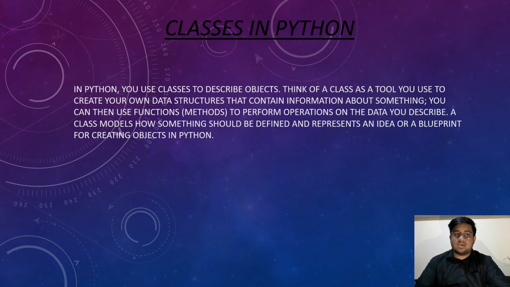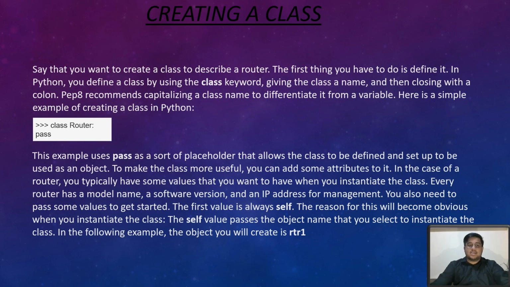In Python, creating a class. Say that you want to create a class to describe a router. The first thing you have to do is define it. In Python, you define a class by using class as a keyword, give the class a name, then a colon. PEP 8 recommends capitalization of a class name to differentiate it from a variable.